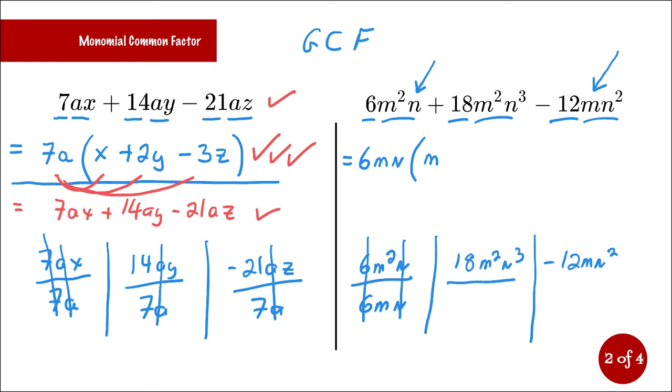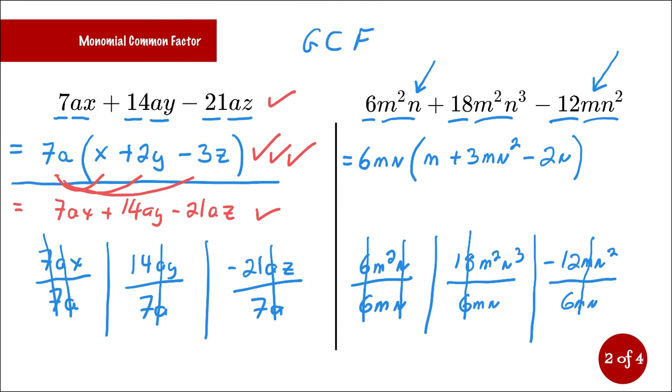And eventually you'll just do this in your head as opposed to writing it all out. 18 divided by 6 is 3. M squared divided by m, 2 minus 1, is 1m. N cubed divided by n becomes n squared. In the last term, the m's cancel out. Negative 12 divided by 6 is negative 2. N squared divided by n is n.